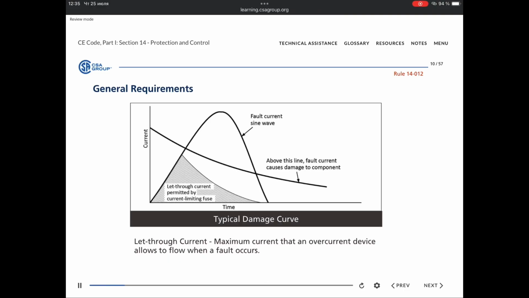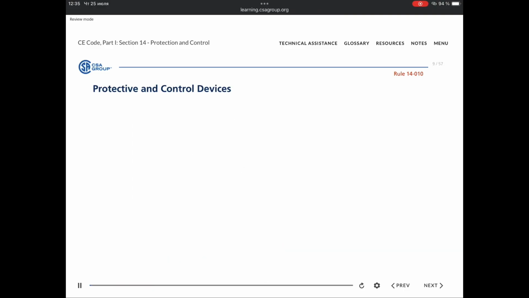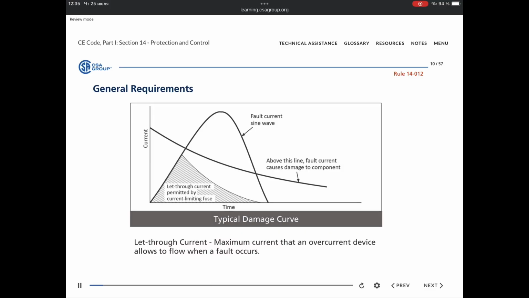The current flowing into a circuit during a fault must never be more than the let-through current, as shown in Figure 14-2. Equipment used to open a fault circuit must have a rated voltage that is at least the let-through rating where it is connected to an electrical circuit.